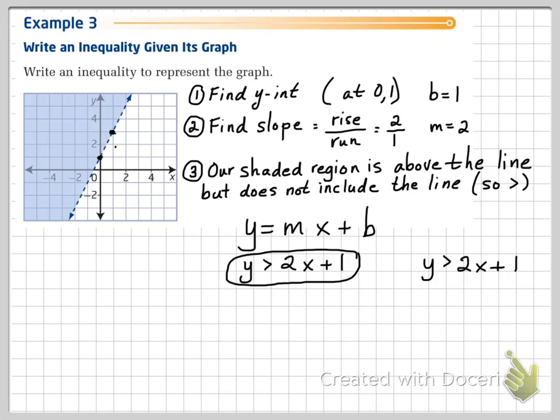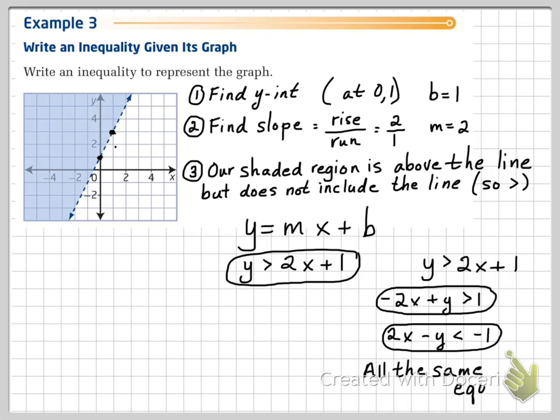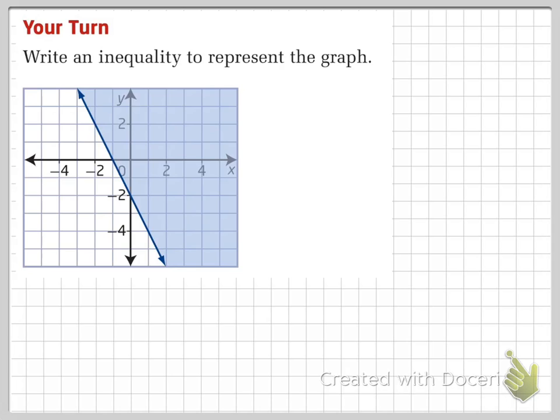Another way of writing this, if you rearranged it, would be to say negative 2x plus y is greater than 1. Or if you changed it all to positives, positive 2x minus y is less than negative 1. All three of those ways are the same equation, and you may see those on a test. Here's a your turn. Again, stop the tape, figure it out, and let's keep going.